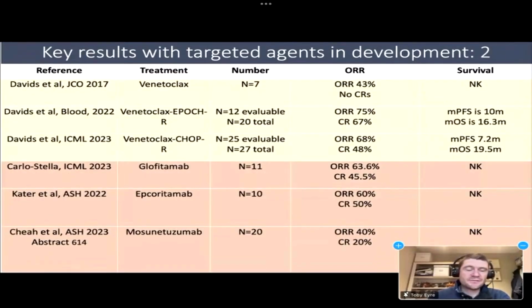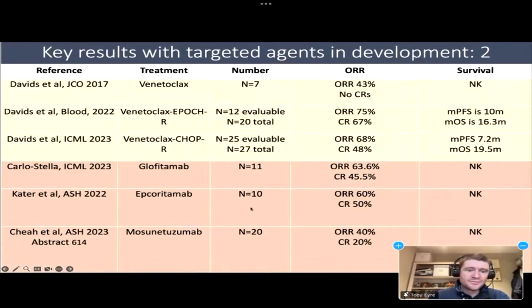BCL2 based treatment, so venetoclax alongside chemotherapy does look active. Matt Davids from Boston has done a lot of work here looking at responses in patients who've received venetoclax plus either dose-adjusted EPOCH or then more recently the protocol was amended to include R-CHOP. And you can see here CR rates really pretty good in the range of sort of 50 to 60%. But median PFS still sort of somewhere between about 7 to 10 months. So perhaps a little bit better, but not game-changing data.